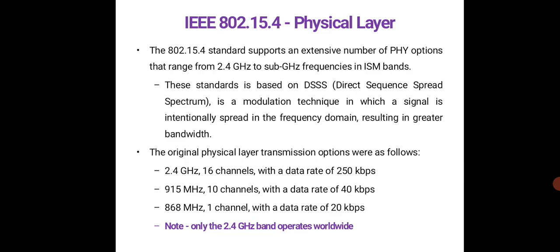Here we have various transmission options: 2.4 gigahertz with 16 channels and a data rate of 250 kbps, 915 megahertz with 10 channels and a data rate of 40 kbps, and 868 megahertz with one channel and a data rate of 20 kbps. Only the 2.4 gigahertz band operates worldwide, so this is quite familiar at the international, global level.